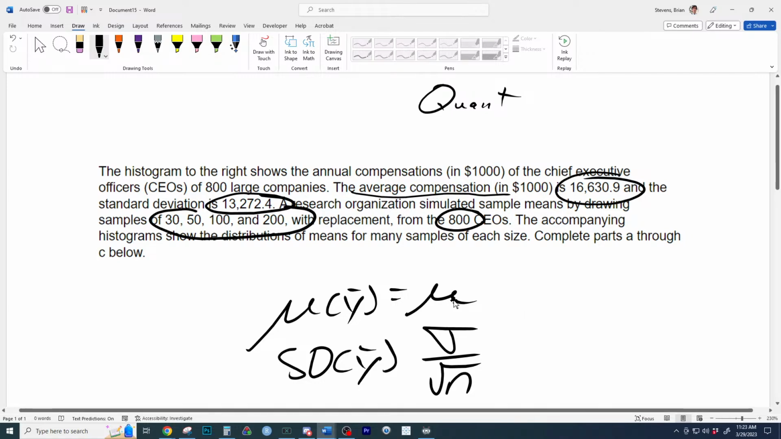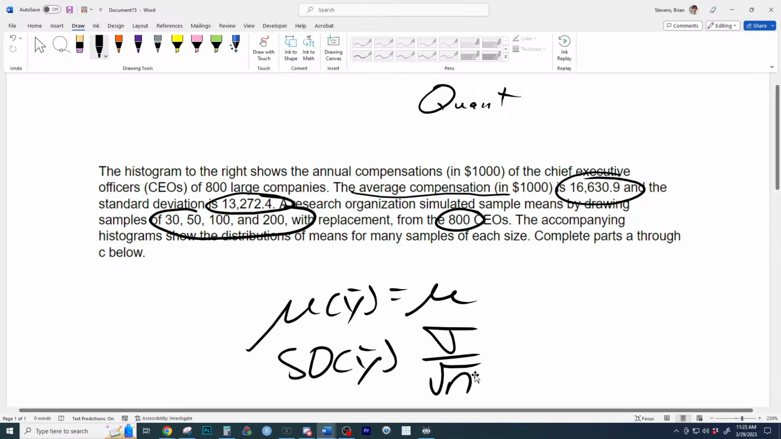So mu is the true mean, y bar is the sample mean, mu y bar is the expected sample mean, SD y bar is the variation in the sample mean, sigma is the true standard deviation, and n is the sample size. Capital N is the population size.